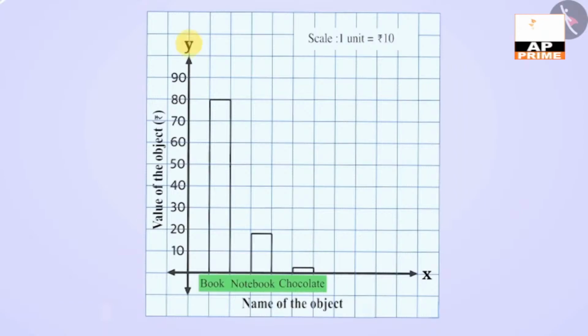and the numerals on the vertical axis, which represent the value of the object. Here, the scale is 1 unit equals rupees 10. This means that 1 unit of length is for rupees 10. To show the value of the objects, bars of uniform width are drawn vertically with equal spacing, uniform distance between them.